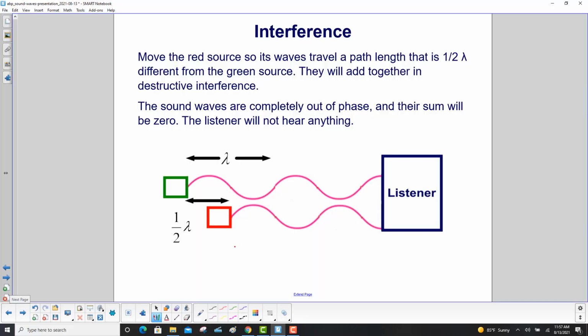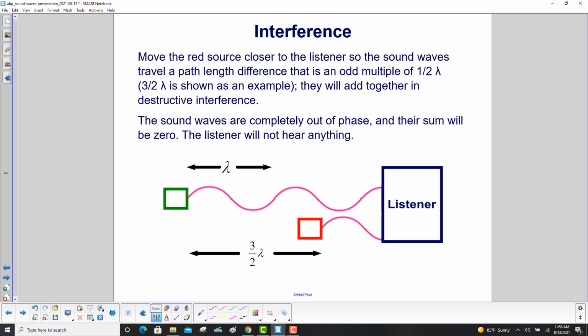Now move the red source so its waves travel a path length that is 1/2 lambda different from the green source. They will add together in destructive interference. The sound waves are completely out of phase and their sum will be 0. The listener will not hear anything. See where you've got the peak here meeting the trough here. They add together to form 0 because your path difference is now 1/2 lambda. This wave started here. This wave started a distance of 1/2 a lambda after it.